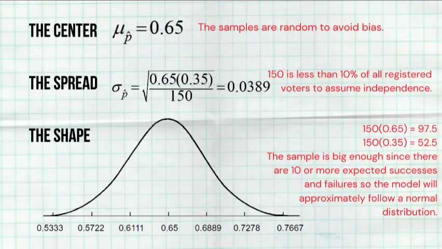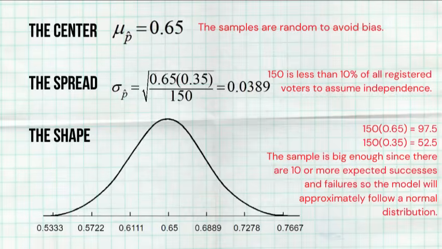Lastly is the shape, and of course that shape is going to be normal, but we do have to confirm that we have 10 or more successes and failures. If we take 150 times 0.65, we have 97.5 people that are expected to say yes, and 150 times 0.35 is 52.5 people that we expect to say no. Since both of those numbers are 10 or more, we definitely are going to have a normal sampling distribution.